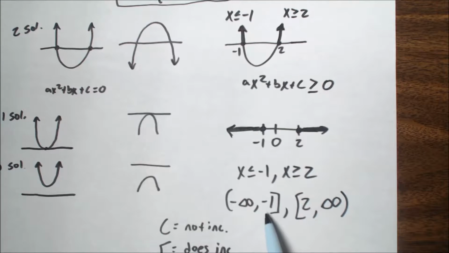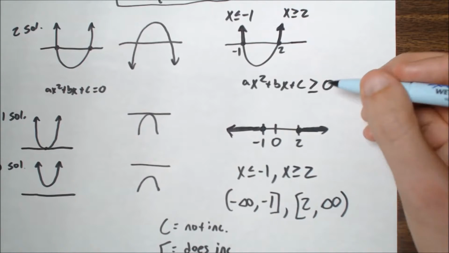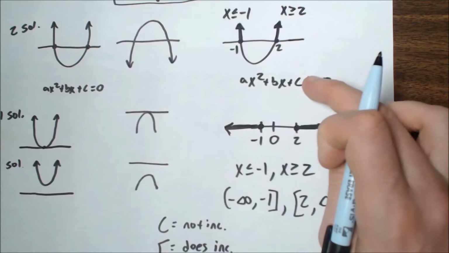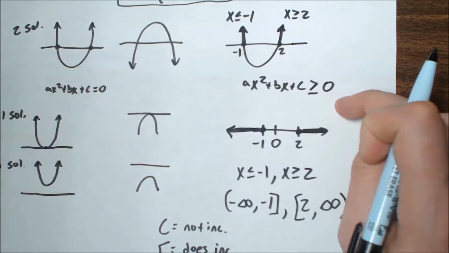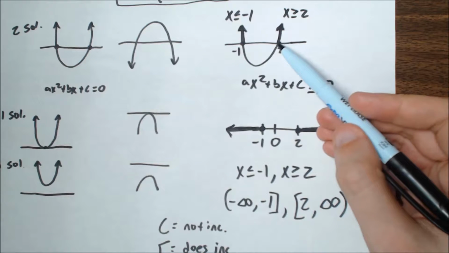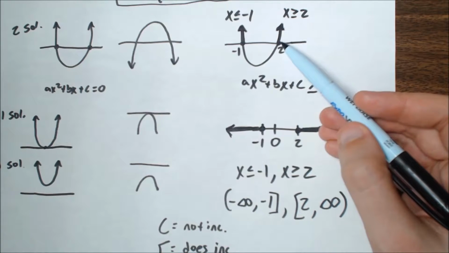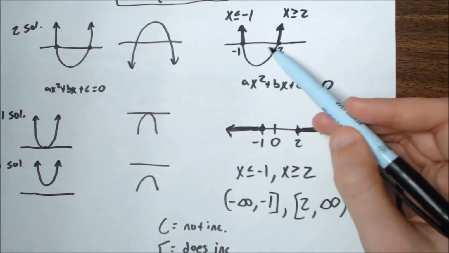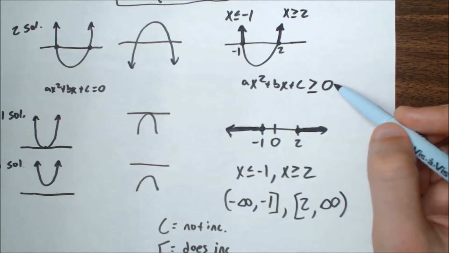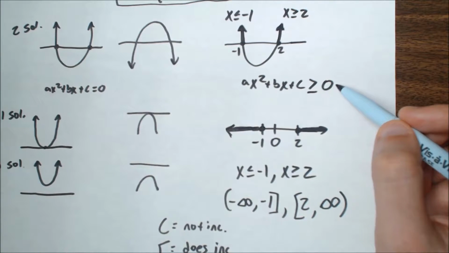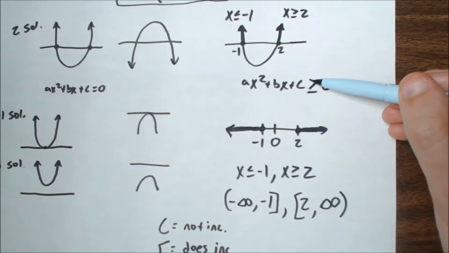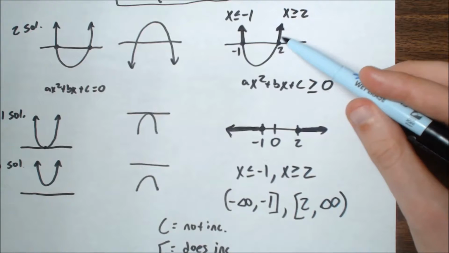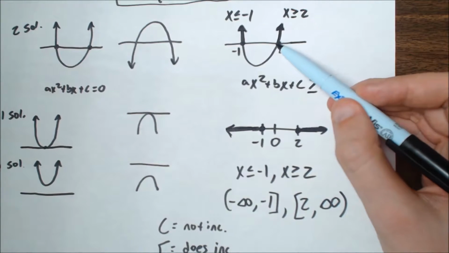Now, why did I include the -1, and why did I include the 2? Because there was an equal sign here. So my question here is, where is this graph greater than or equal to 0? At 2, the graph is equal to 0. So 2 should be part of my solution. At 2, when x is 2, my graph is equal to 0, which is part of greater than or equal to. If I were to say just greater than, without the equal sign there, that means I only want to know where the graph is greater than 0, not where it's equal to. So I would not include the 2.